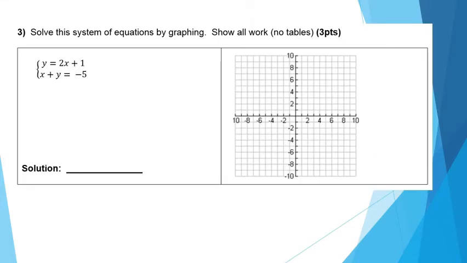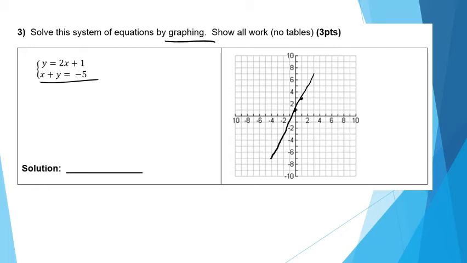In problem 3, I'm going to solve the system of equations by graphing. If a line or an equation is not in slope-intercept form, I want to rewrite that in slope-intercept form. So starting with the first one, it is in slope-intercept form. So y equals 2x plus 1. I know that the y-intercept is positive 1, and I have a slope of positive 2. So up 2 over 1, up 2 over 1. And I'm going to go ahead and graph that in here as best as I can.